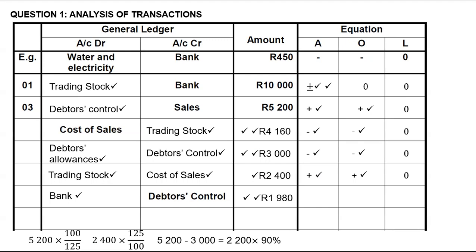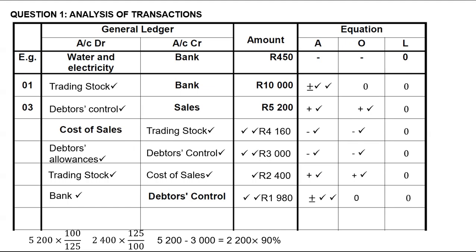Both of these are assets. Debtors control is decreasing because the debtor is owing us less. Bank is increasing because we are receiving money. Therefore, the plus will be for bank, the minus will be for debtors control. Under owner's equity, we have 0, and under liabilities we will also have 0.